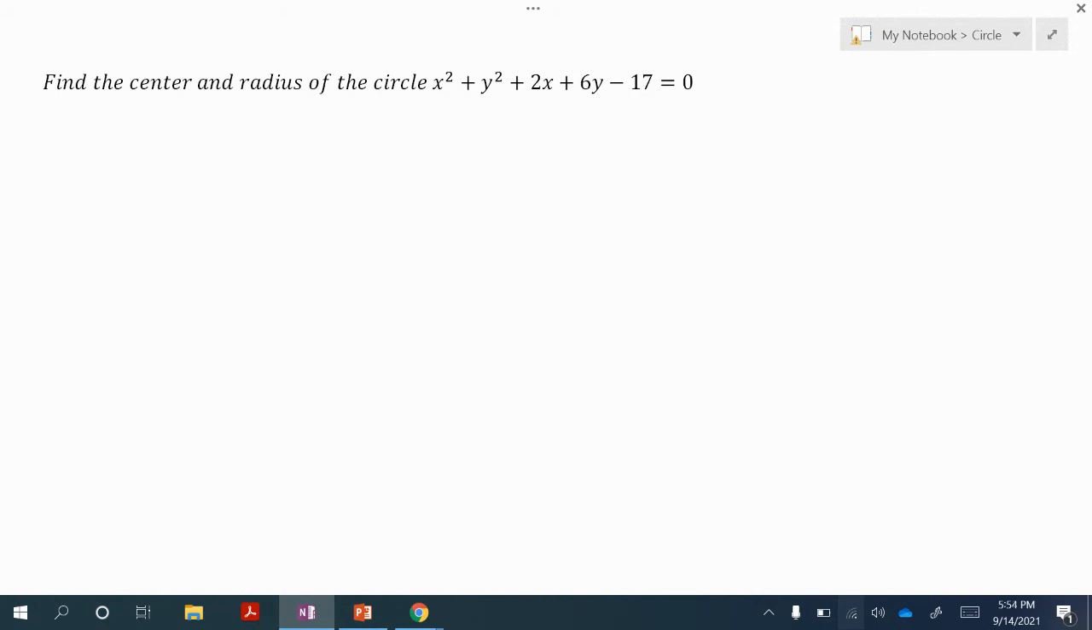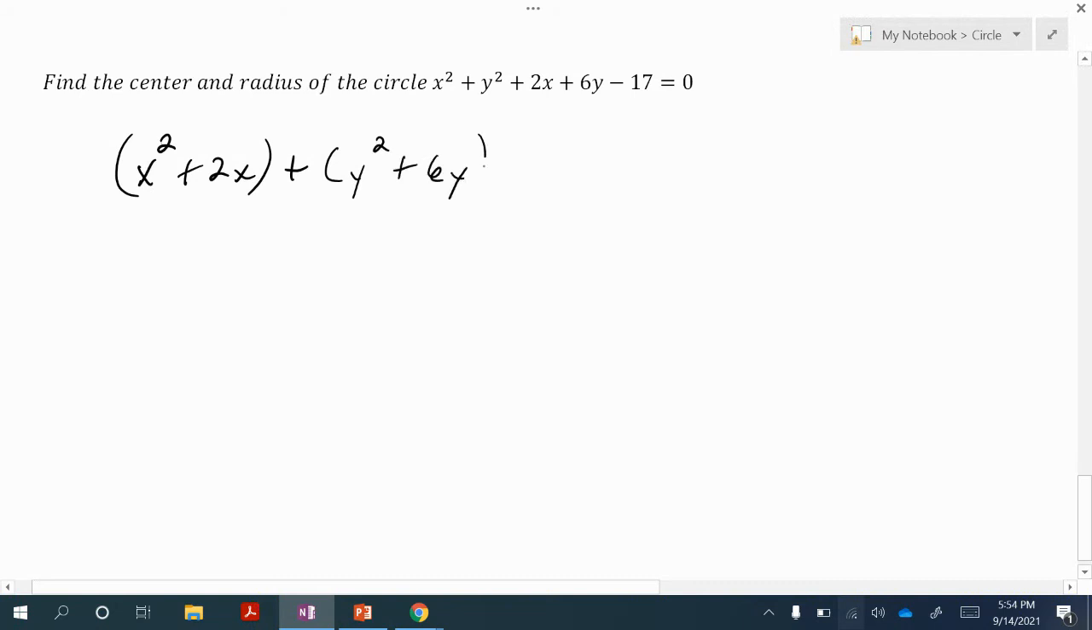So assuming that you know how to complete the square, and I would suggest you watch the video posted, the first thing I'm going to do is group variables. So I'm going to group my x variables. I have x squared plus 2x, and I'm going to group those with a set of parentheses. I'm going to group my y variables, so we have y squared plus 6y. And I'm going to move 17 to the right hand side, so its sign changes, and we have it equal to 17.